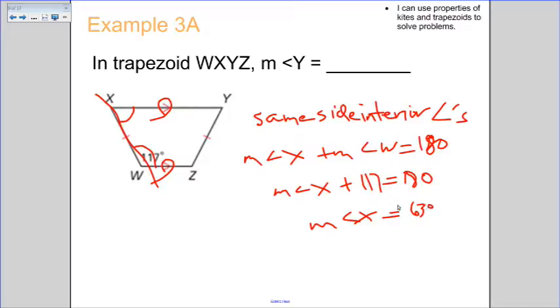Now, because this is an isosceles trapezoid, I know it's isosceles because the two legs are congruent. That means the base angles are the same. So that would mean the measure of angle X equals the measure of angle Y, so Y is going to also equal 63 degrees. Okay, so notice here, this angle would also be congruent to that angle. W and Z would be congruent. Okay? Let's take a look at another problem.